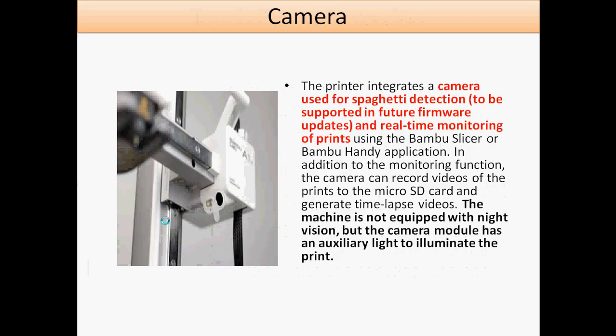So it is useful for detection, which is how many supports are there, and real-time monitoring of prints you can avail with this. So you can record the videos, which are saved on the micro SD card, and generate the time-lapse video.